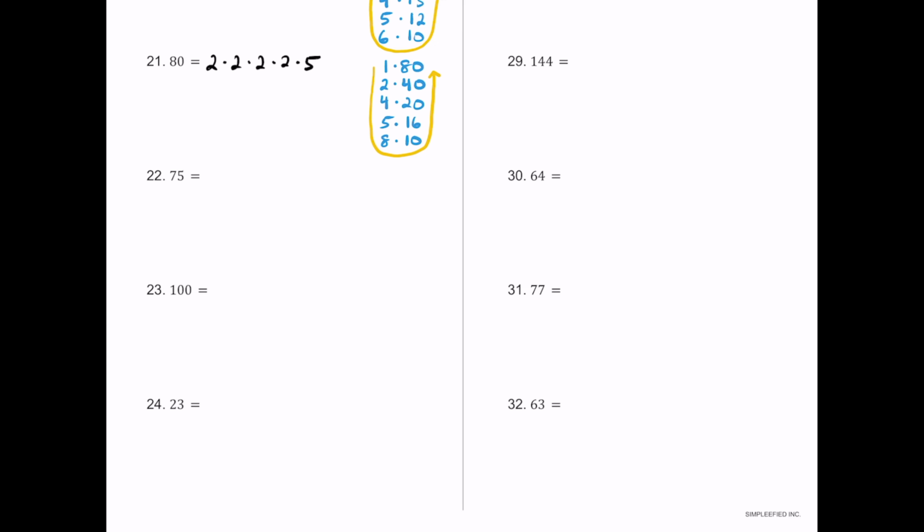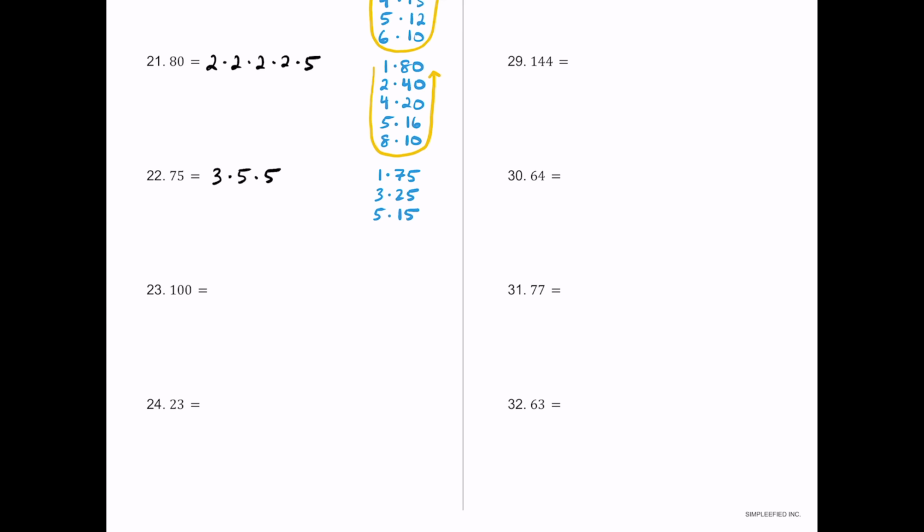For 22, we have the number 75, and 75 breaks down into 3 times 5 times 5. And so for 75, we'll start with the factors 1 and 75. There's no 2 on the list, so we'll skip it. There is a 3, and then 5 and 5 make 25. So 3 times 25 gets you 75. There's no 4. There is a 5 though. So here's 5, and then 3 times 5 makes 15. So 5 times 15 does get you 75.